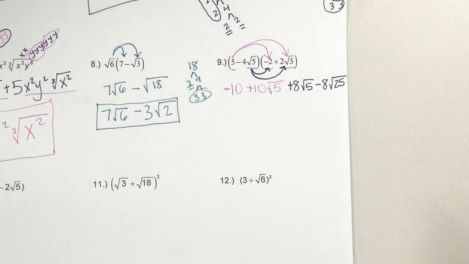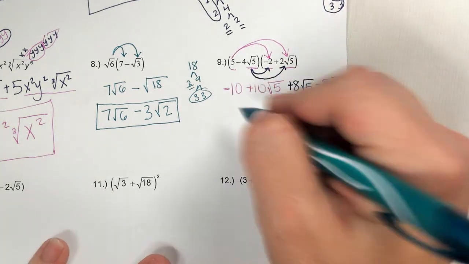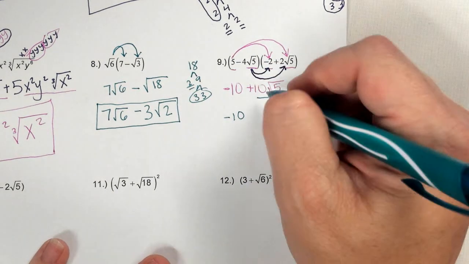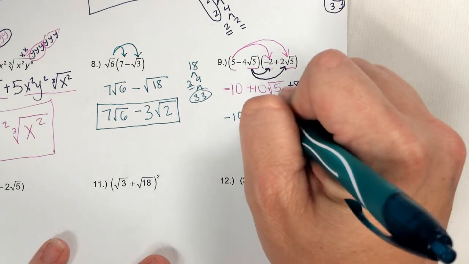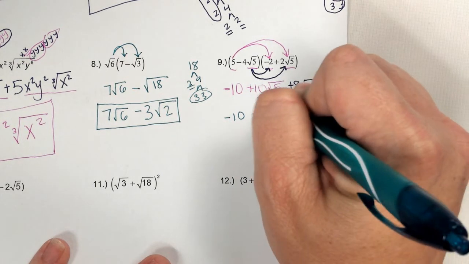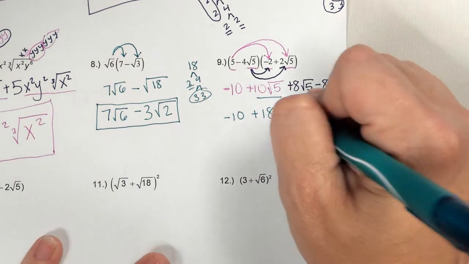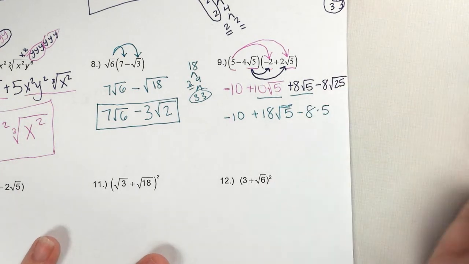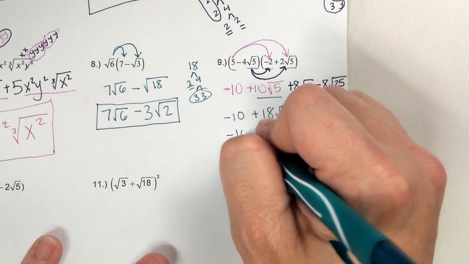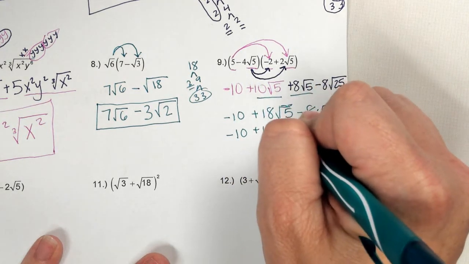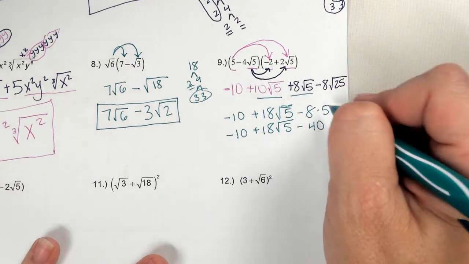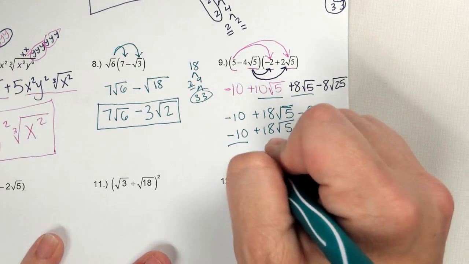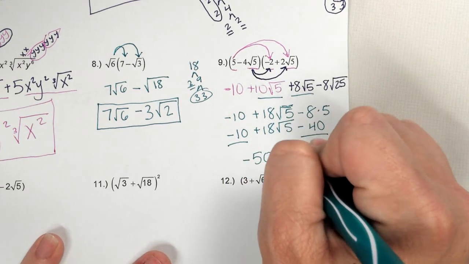And now we want to simplify. So negative 10 doesn't simplify, and there's no like term. So I'm going to bring it down. These are both alike. 10 plus 8 is 18. And then I get minus 8, but the square root of 25 equals 5, so I can multiply 8 times 5, which gives me negative 10 plus 18 square root of 5 minus 40, because negative 8 times 5 is negative 40. And then these two are like terms, so I get negative 50 plus 18 square root of 5.